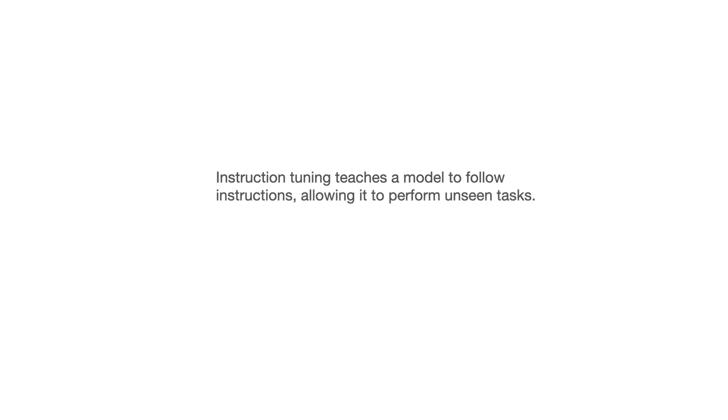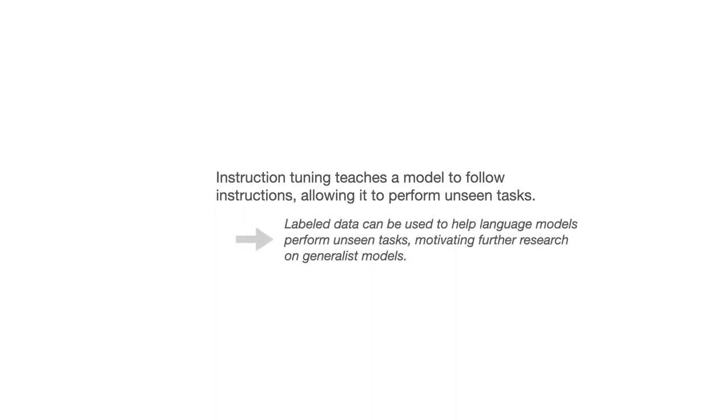The paper concludes with a summary of how instruction tuning teaches a model to follow instructions. Although one might expect label data to have the most natural role in improving specialist models, instruction tuning demonstrates how label data can be used to help language models perform many unseen tasks. In other words, the positive effect of instruction tuning on cross-task generalization shows that task-specific training is complementary to general language modeling and motivates further research on generalist models.